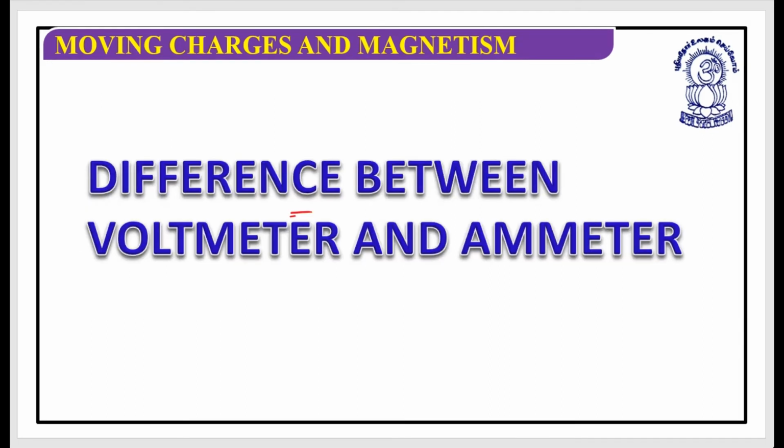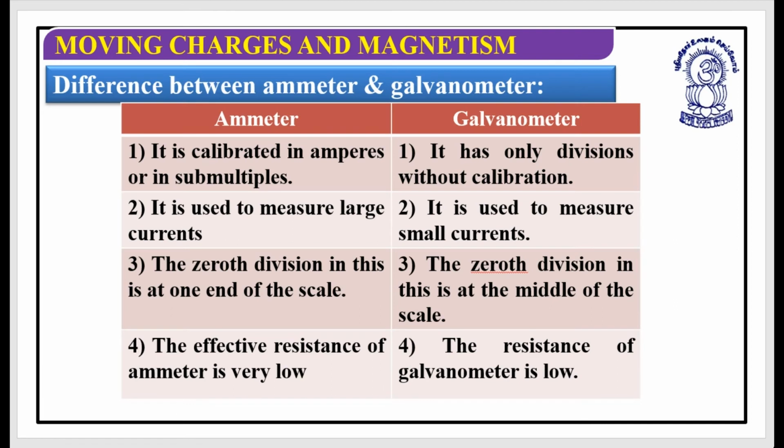Let's check the difference between voltmeter and ammeter. First, what is the difference between an ammeter and a galvanometer? An ammeter is calibrated in amperes or in submultiples, while a galvanometer has only divisions without any calibration. An ammeter is used to measure large currents, while a galvanometer is used to measure small currents. In an ammeter, the zeroth division is at one end of the scale, while in a galvanometer, the zeroth division is at the middle of the scale.